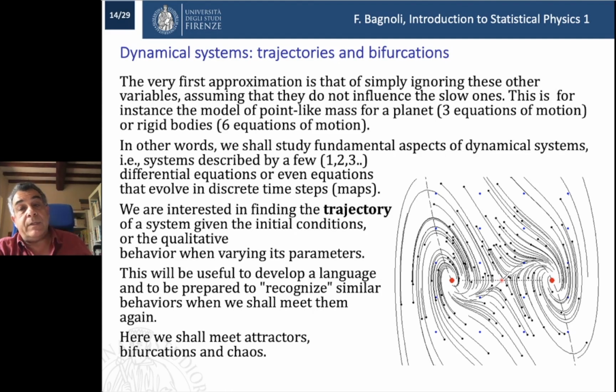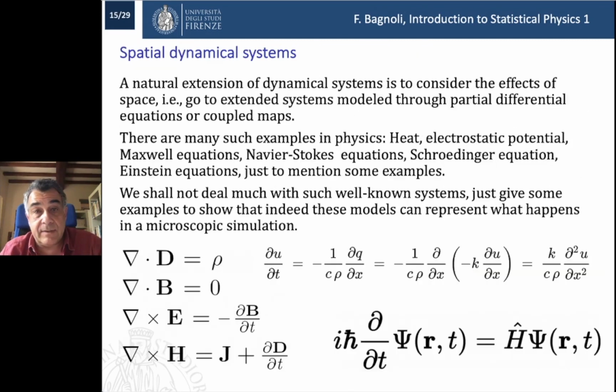And so we shall start by studying the trajectory of systems, so essentially integrate some differential equation. And this will allow not only to study the average behavior of systems, but also to develop a language that shall allow us to recognize some behavior when we shall meet them again. And so we shall talk about attractors, bifurcation, and chaos.